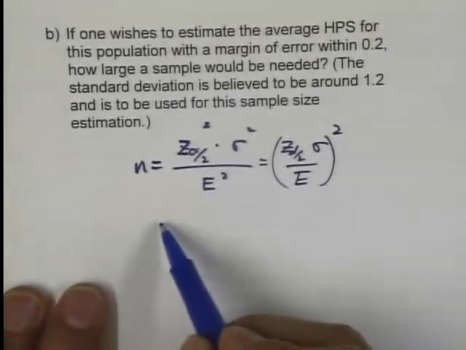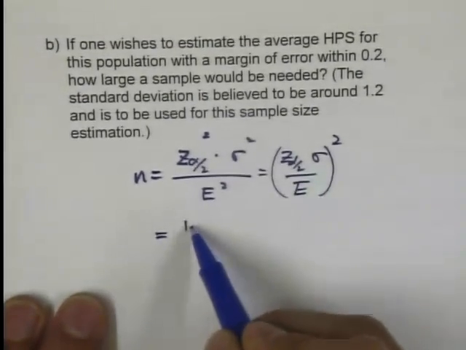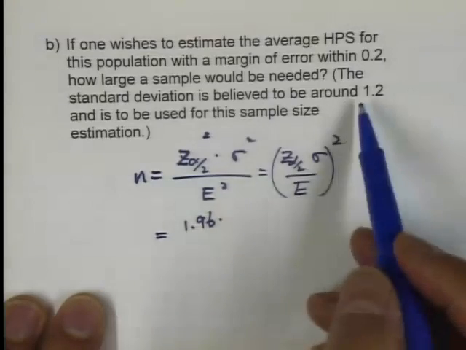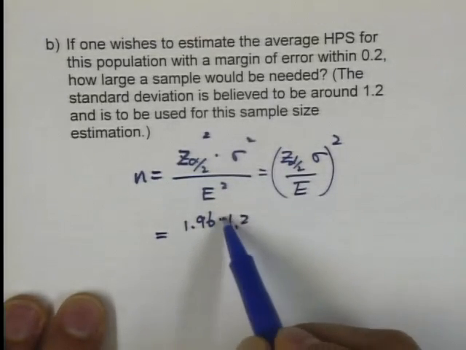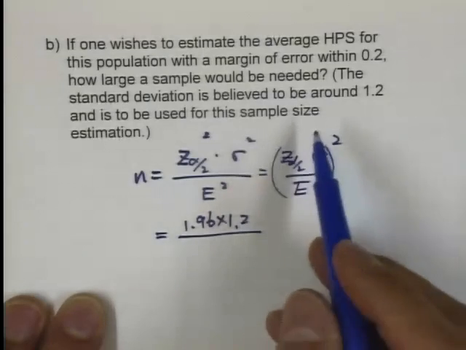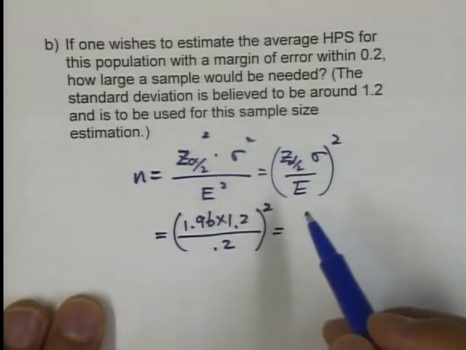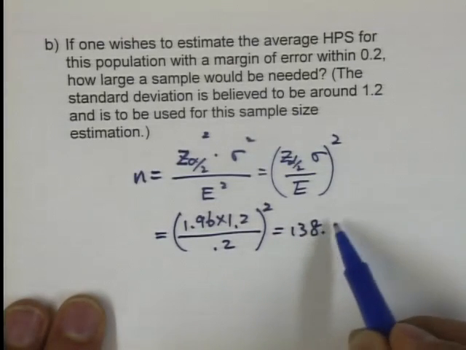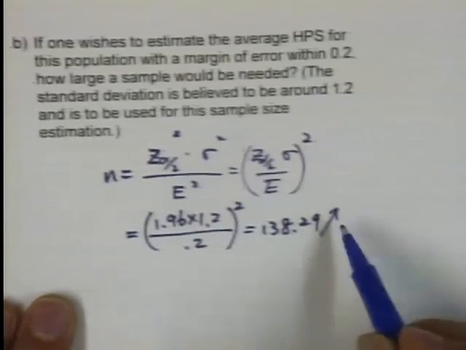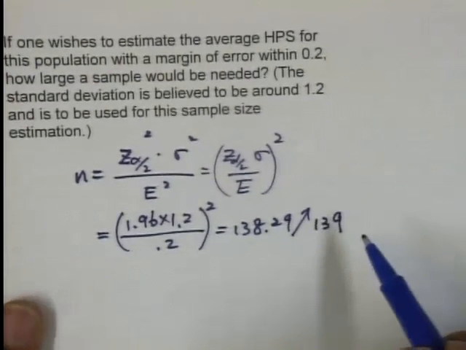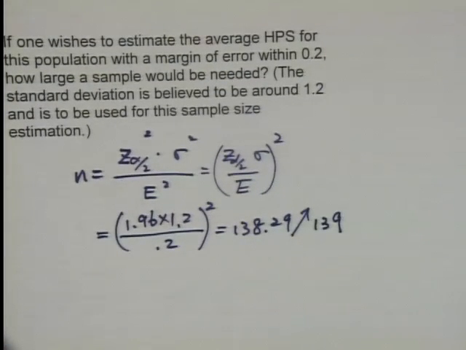So what I do, well, since it's 95%, the z-score is 1.96. And sigma was given, that was around 1.2, okay? And margin of error, we need it to be 0.2. So you have all these and square it. You get 138.29. Of course, you want to round to 139. That's it, okay? You get the sample size that is needed for taking care of this problem. Questions? Any question? Okay.